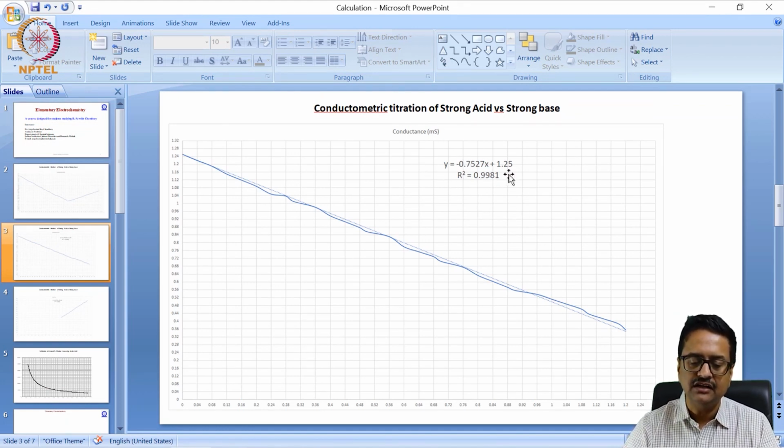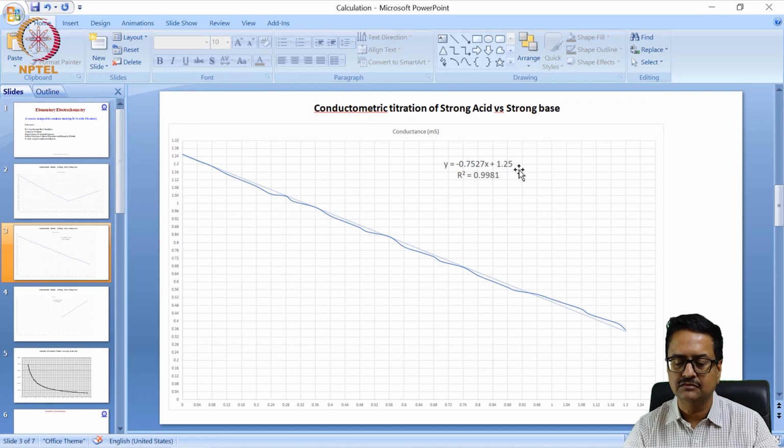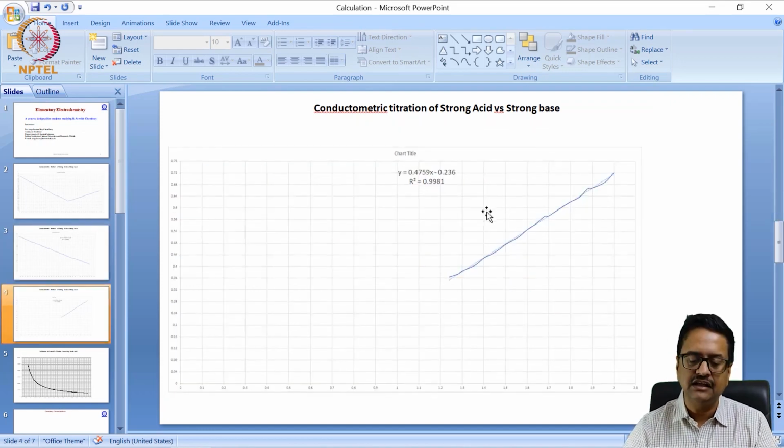So this is my equation y = mx + c for the points before the equivalence point. I have taken the line after the equivalence point, which is showing a steady increase in the conductance, and in the same way I have drawn a best fit straight line using these data points, and again the R squared is 0.998, which is again a good fit.